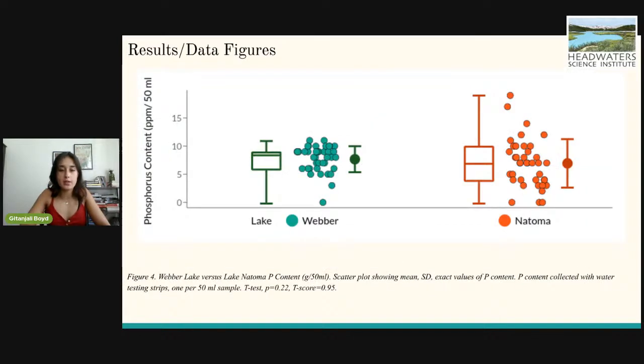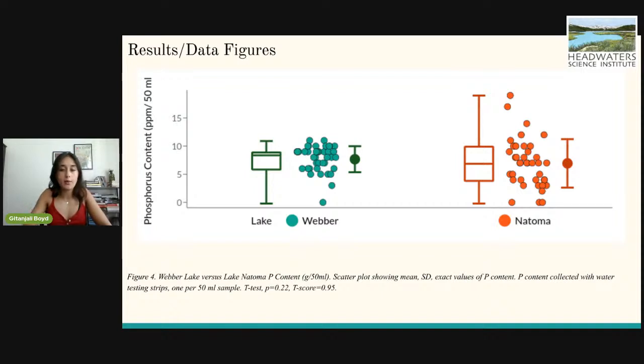Furthermore, I compared the phosphorus content at the two lakes, and as you can see, Lake Natoma has a much wider spread of data and instances of higher phosphorus content. But that being said, upon running a t-test on this figure, I got a p-value of 0.22, which indicates a lack of confidence in the statistical significance between these variables. And what this means for my study is that the difference in phosphorus content between these two lakes is not necessarily statistically significant. So if I were to do this experiment again, I might not get the exact same results.